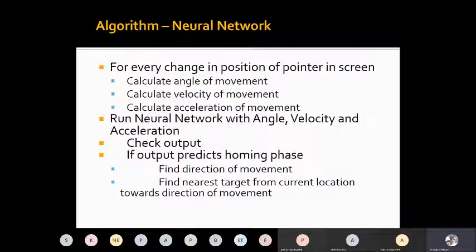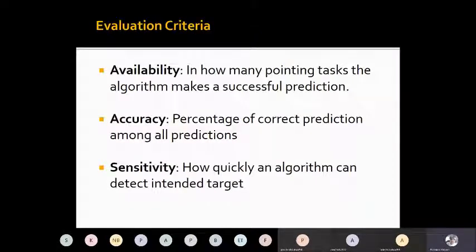So basically, we are measuring the speed, bearing angle, and acceleration of the cursor movement. We are feeding them to a very simple single layer feed forward neural network, and the neural network works like a binary classifier. And when it is predicting that the user is trying to stop the movement, we predict the nearest target as the current intended target. And then we evaluated with respect to three criteria like availability, accuracy, and sensitivity.